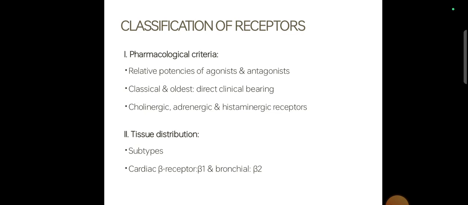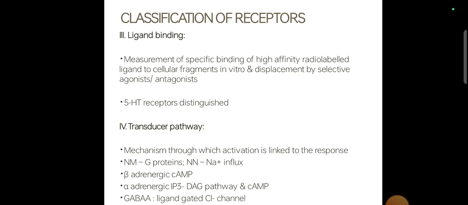Classification of receptors. Pharmacological criteria: relative potencies of agonists and antagonists, the classical and oldest, with direct clinical bearing, for example cholinergic, adrenergic and histaminergic receptors. Tissue distribution, subtypes: cardiac beta receptors, beta 1, and bronchial beta 2. Ligand binding: measurement of specific binding of high affinity radio-labeled ligand to cellular fragments in vitro and displacement by selective agonist or antagonist. 5-HT receptors can be differentiated this way.